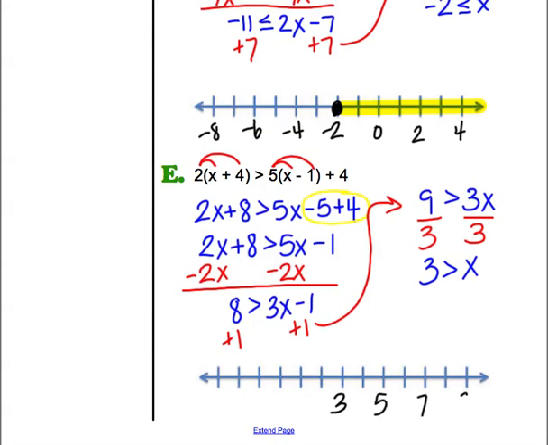So now when I number my number line, I'm going to put my 3 around the middle, 5, 7, 9, 1, -1, -3. I have an open circle at 3 because it's strictly greater than. And once again, I'm going to check. I like to pick 0. 0 is right here. And if I put in here 3 is greater than 0, so I know that I need to shade to the left.